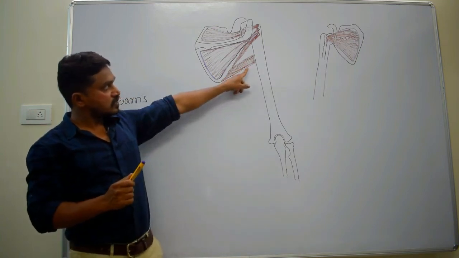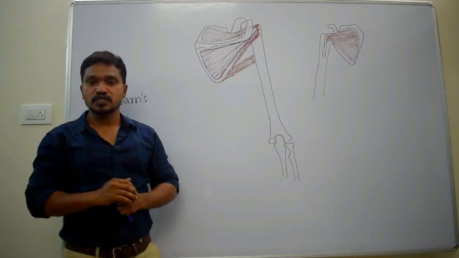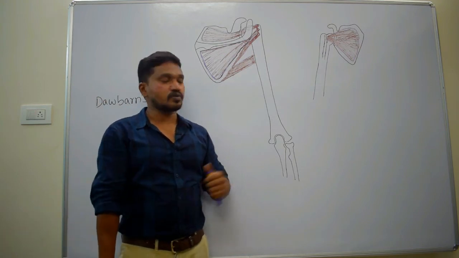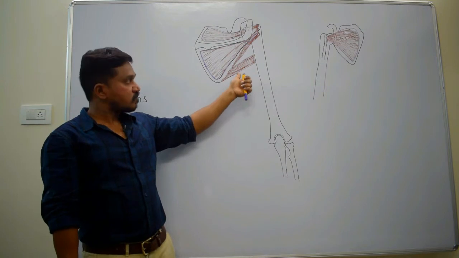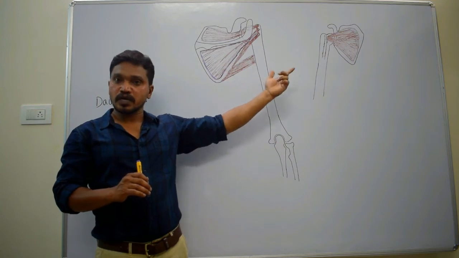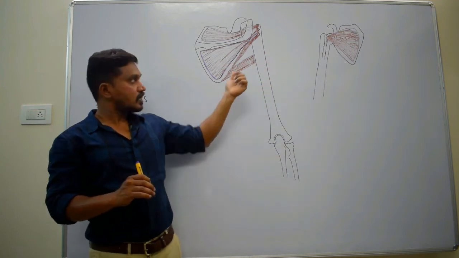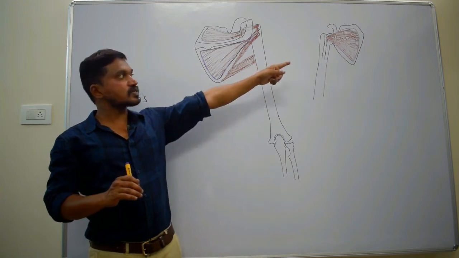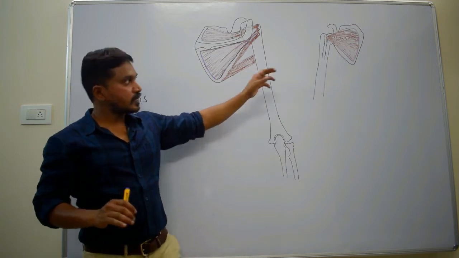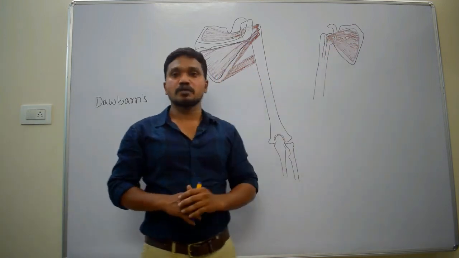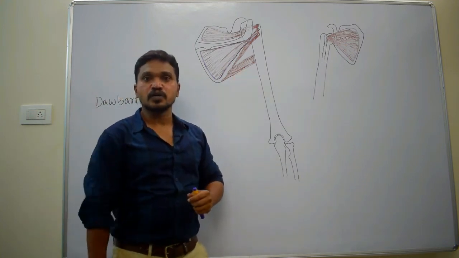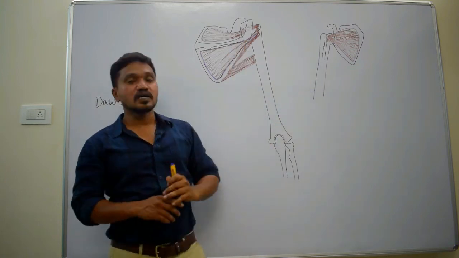Then what is this muscle? Teres major. What is the action of teres major? Adduction and medial rotation. Then what is the nerve supply of teres major? Lower subscapular nerve. Subscapularis is supplied by both upper and lower subscapular nerves, but the lower subscapular nerve not only supplies the subscapularis, it also supplies the teres major. Clear? Then what is the action of subscapularis? Same as teres major, it is an adductor and medial rotator of the shoulder joint. These are the different muscles.